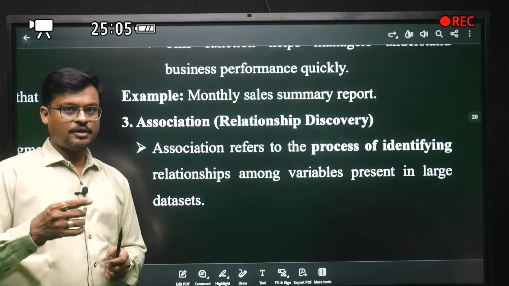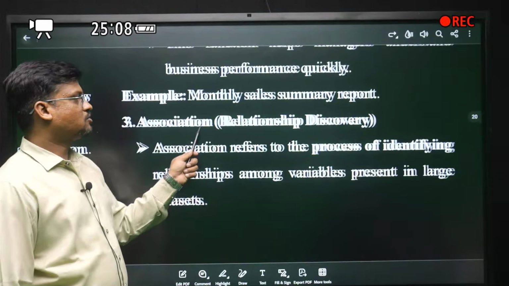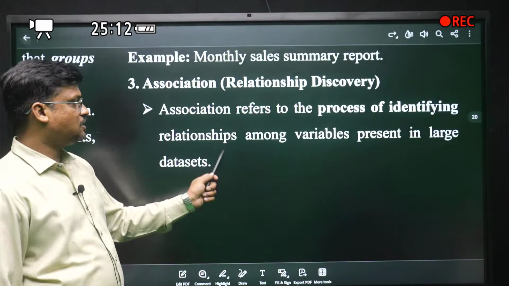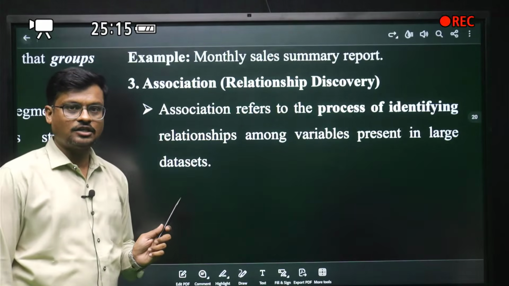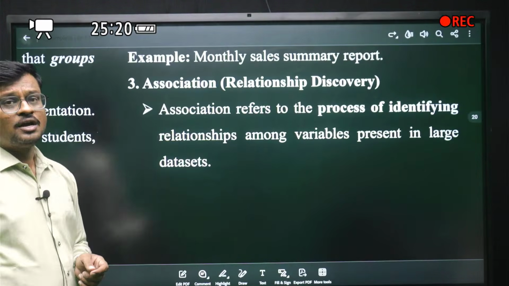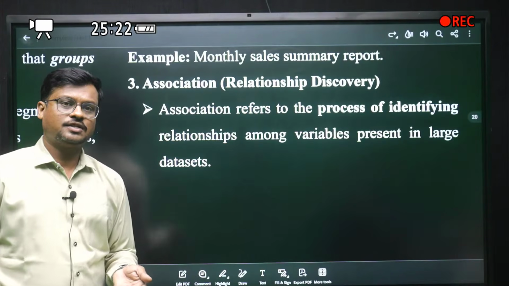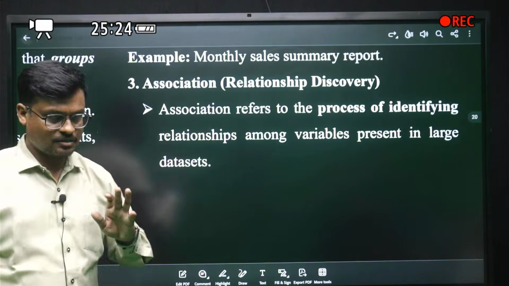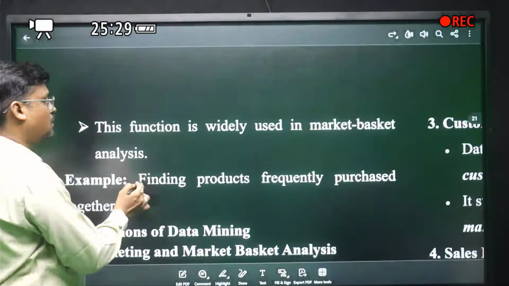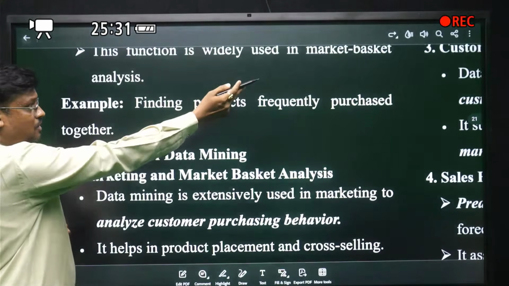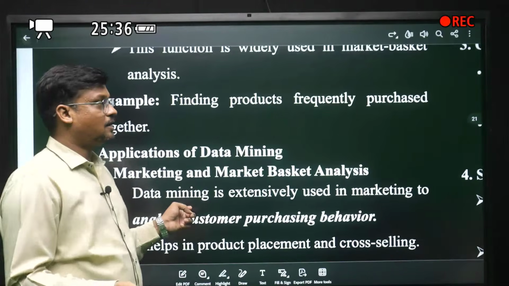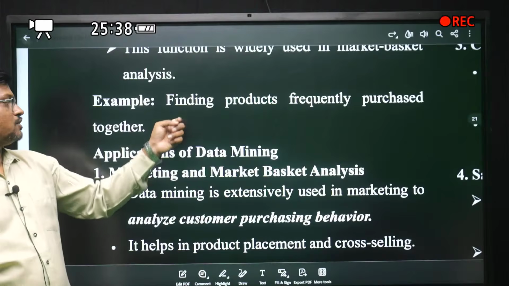After predictive and descriptive, the third one is association. That is discovering relationships, trying to identify the relationships among the variables present in large data sets. You can achieve this with the help of association rule mining as well as market basket analysis. This function is widely used in market basket analysis, looking into someone's basket and trying to find out what items are purchased together. That is one of your examples.